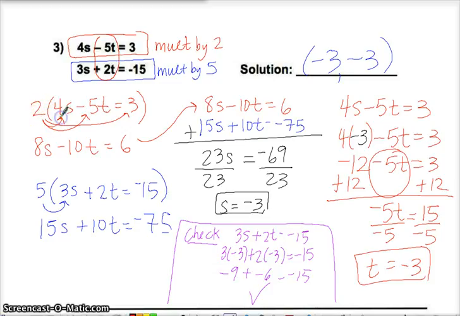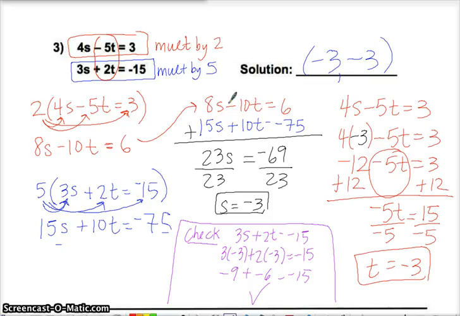So I distribute: 2 times 4s equals 8s, 2 times -5t is -10t, and then 2 times 3 equals 6. And then my second row I said I multiplied by 5, so it's 5 times this quantity, 3s plus 2t equals -15. So 5 times 3s is 15s, 5 times 2t is 10t, and 5 times -15 is -75.